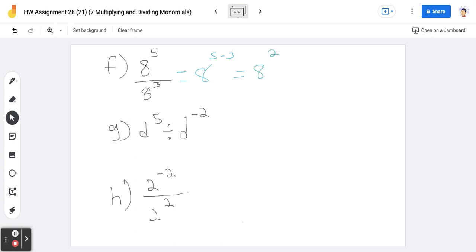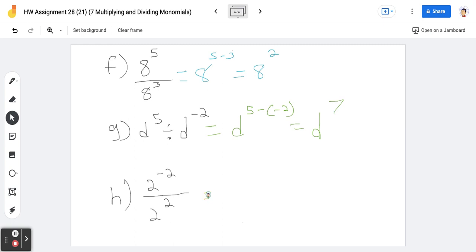All right, d to the 5th divided by d to the negative 2nd. Well, we know that that's going to be d to the 5th minus negative 2. Yes, not just 5 minus 2, but 5 minus a negative 2, which is going to be d to the 7th power. 5 minus a negative 2 is 7.